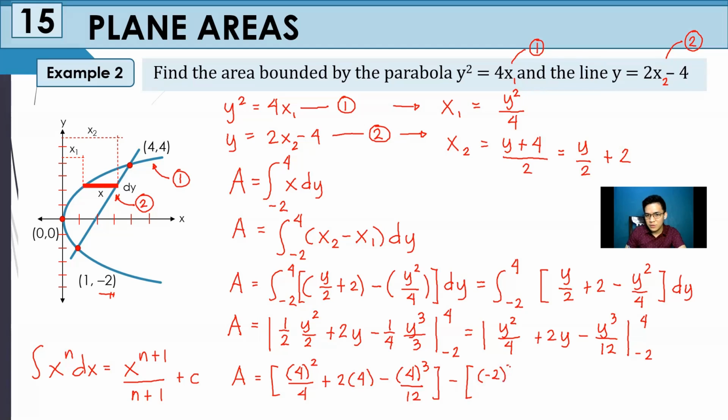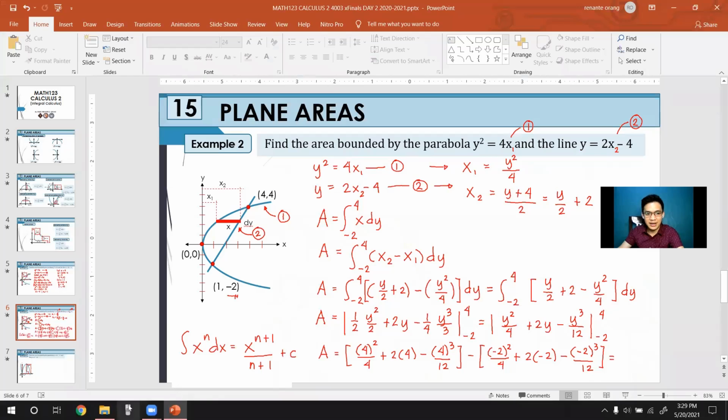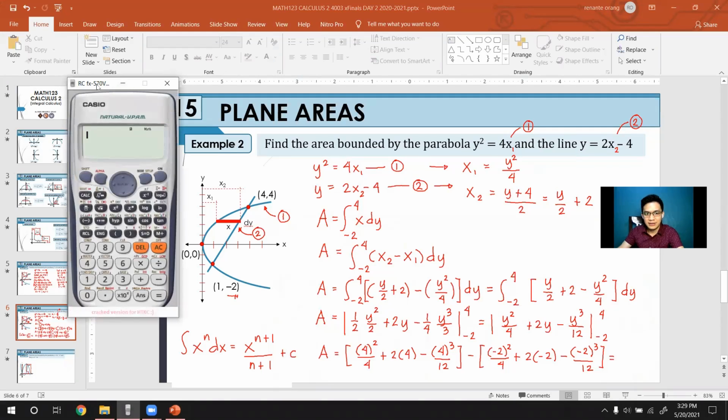Negative 2 squared divided by 4, plus 2 times negative 2, minus negative 2 cubed divided by 12. So maybe this will be the final answer. Let us calculate that and conclude what the answer for this problem is. Let's get our calculator.